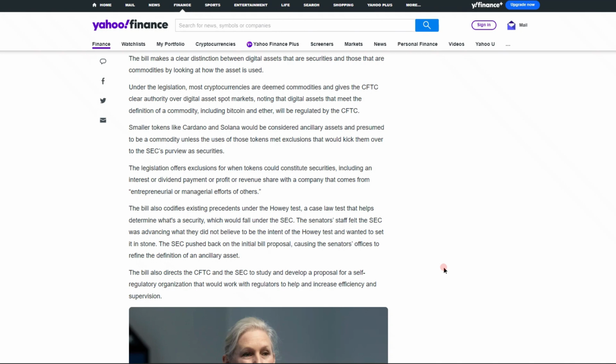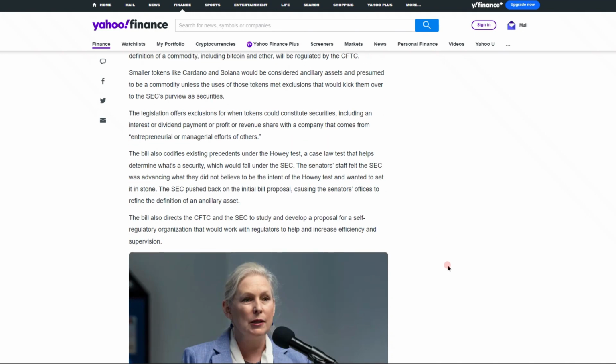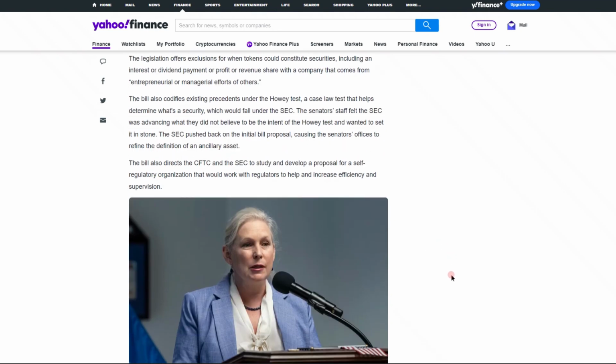The SEC pushed back on the initial bill proposal, causing the senators' office to refine the definition of an ancillary asset. The bill also directs the CFTC and the SEC to study and develop a proposal for a self-regulatory organization that would work with regulators to help increase efficiency and supervision.